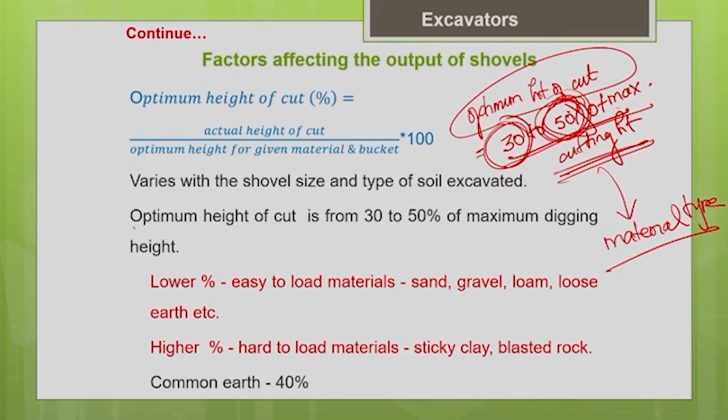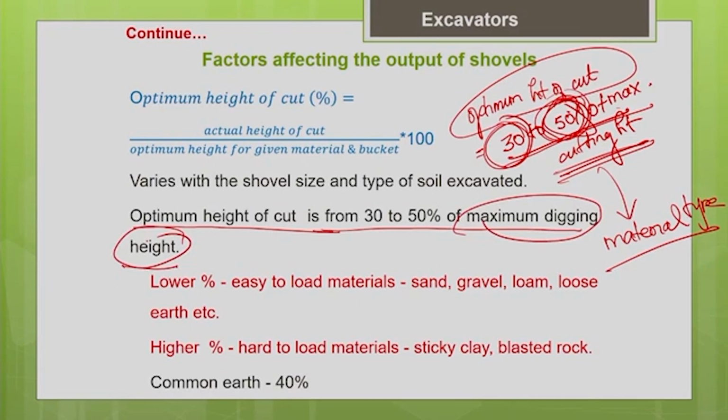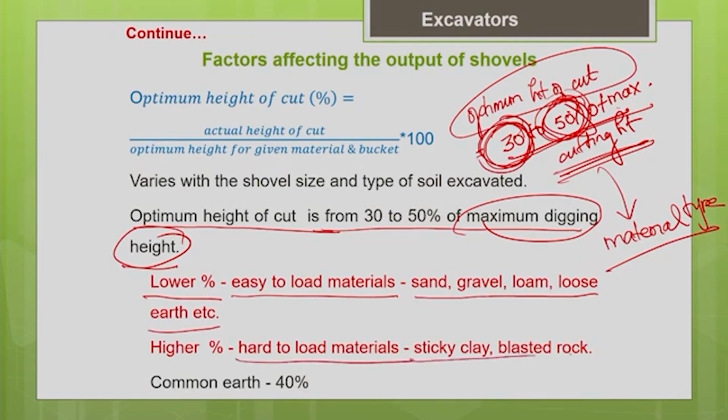So, basically the optimum height of cut is from 30 to 50% of the maximum digging height. This information I can get from the manufacturer depending upon the machine dimension, and I should go for a lower percentage, that is 30%, for material which is easy to handle and easy to load, like sand, gravel, loam, loose earth, etc. For hard to load material like sticky clay, blasted rock, I should go for a higher percentage, say 50%. For common earth, you can take it as 40%.